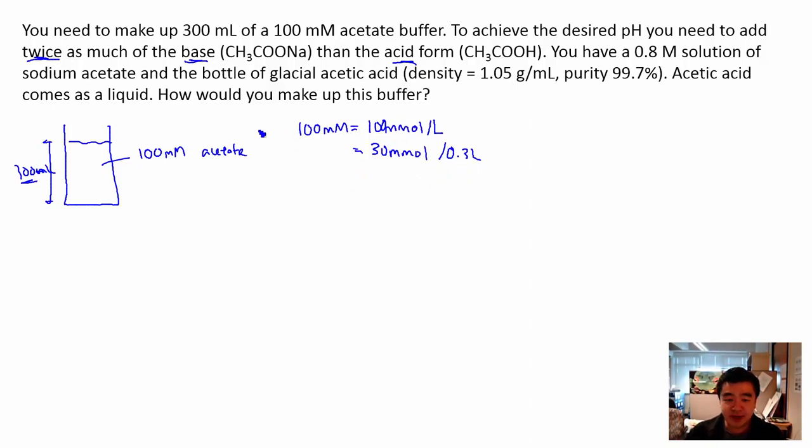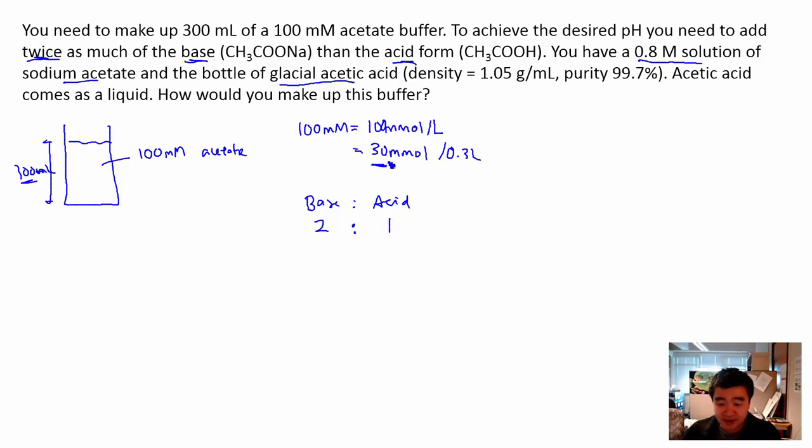Okay, so we've been told that we need twice as much of the base form. Okay, so base to acid, we need twice as much of the base form than we do the acid form. Okay, the base form comes in the form of this 0.8 molar solution of sodium acetate, and the acid form comes in this bottle of glacial acetic acid. Okay, let's start with the base because it's easier. So the base form, you need 2 parts for every 1 part of the acid. Okay, so there's 3 parts all up, 2 parts are base, 1 part is acid.